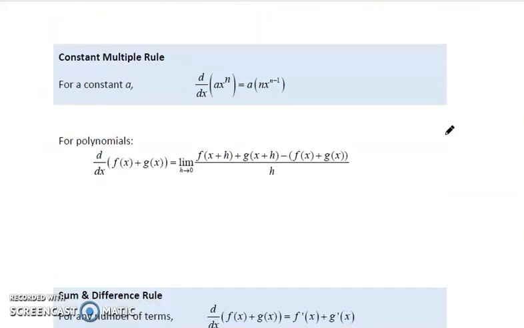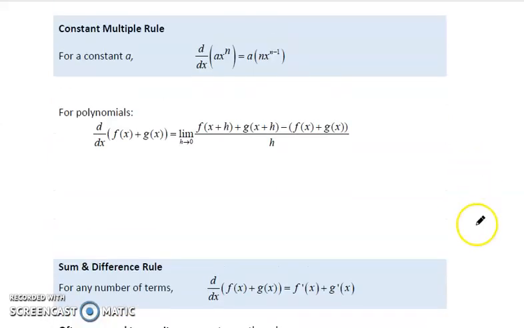Two more rules on the next page, and these are actually fairly straightforward. The constant multiple rule is just basically another case of your power rule. What if you have a function where there's already a number in front of your variable part, like so, 5 times x to the power of 3? Well, what are we supposed to do there to take the derivative?